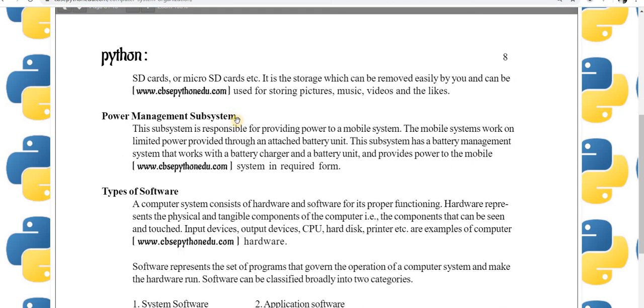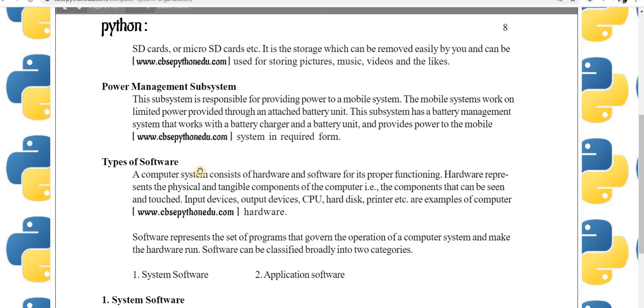That is all for our mobile system, and in my next video or next class we will talk about types of software. Okay, so that's it.